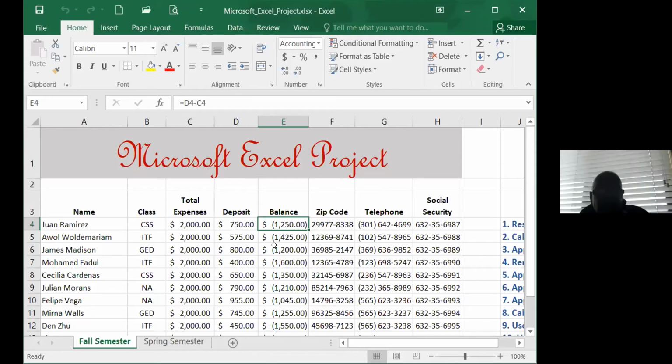Okay, this is what I did. My question is, the balance here is 1,250. So that's the money I owe. But if my deposit is 3,000, the balance should be $1,000.